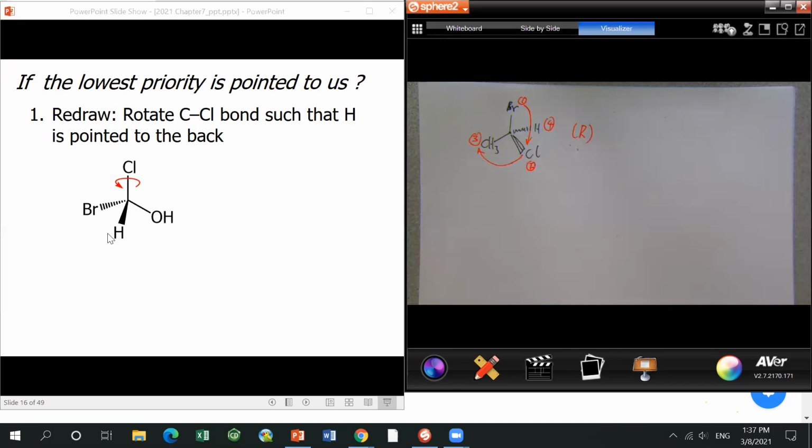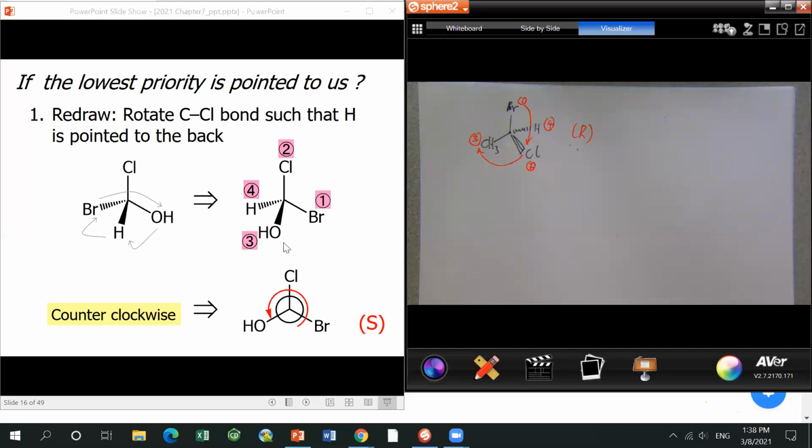First, just redraw it. You rotate around the central C-R bond, like 120 degrees clockwise. Hydrogen will move to the bromine position, bromine will move to the OH position, and OH will move to here. In this case, we can move the hydrogen away from you, and then we can easily assign R and S. So 1, 2, 3, and that should be counterclockwise. That's the relatively hard way to do it, because you have to redraw the molecule.